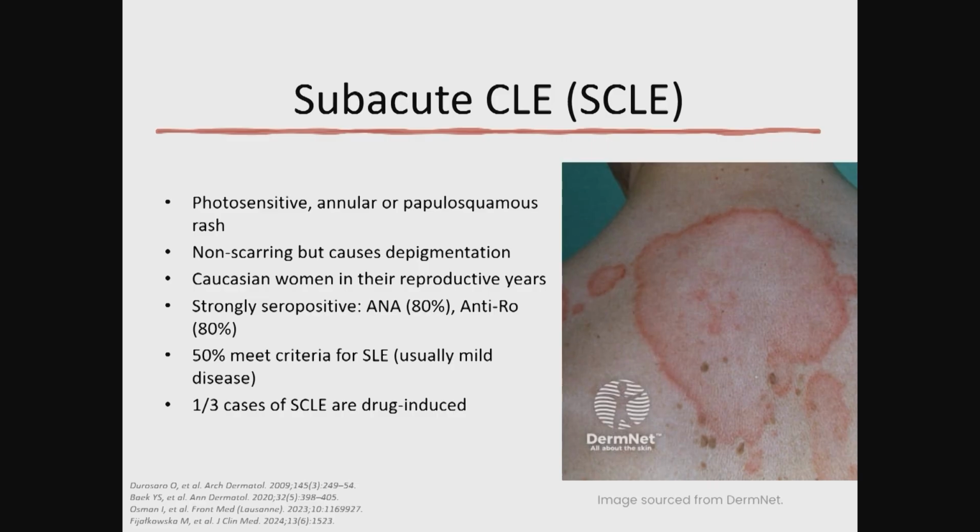In these individuals, with that seropositivity, you can guess that they are at risk of progressing to systemic lupus. About 50% of patients with subacute cutaneous lupus will one day end up with SLE. But the good news, once again, you can reassure them that the majority of patients with this condition have mild disease, not severe disease.